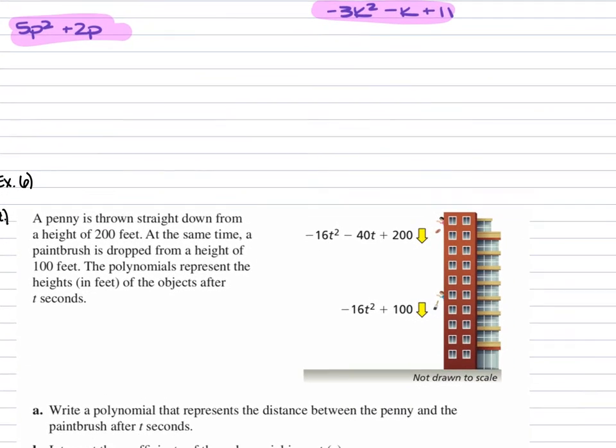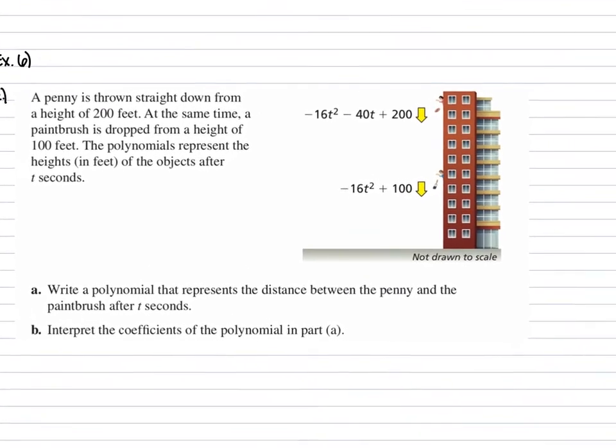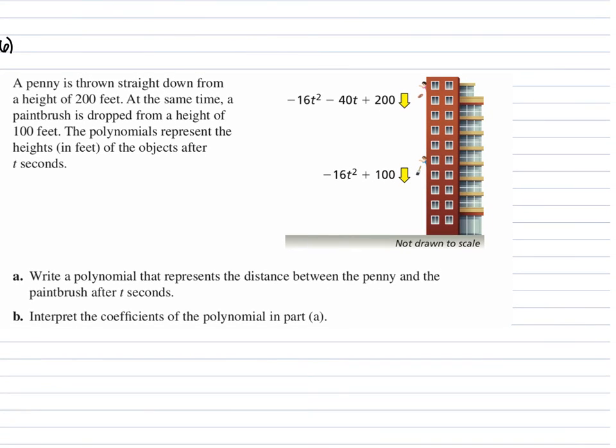Your next example tells us that a penny is thrown straight down from a height of 200 feet. At the same time, a paintbrush is dropped from a height of 100 feet. It tells us that the polynomials represent the heights in feet of the objects after t seconds. For A, it just asks us to write a polynomial that represents the distance between the penny and the paintbrush after t seconds. So we're finding the difference of these. So we're going to be subtracting them.